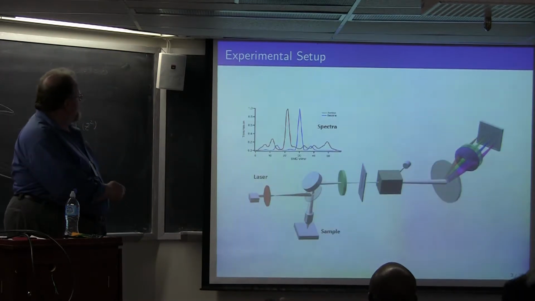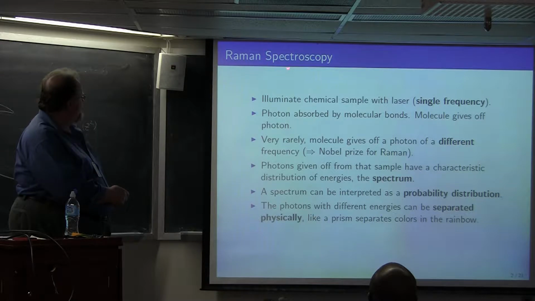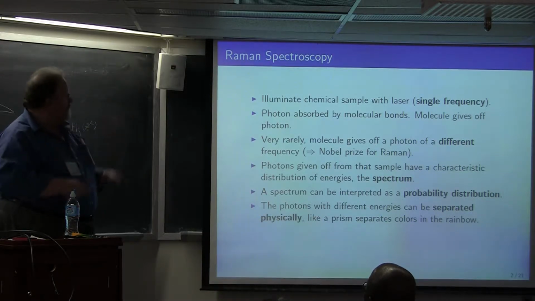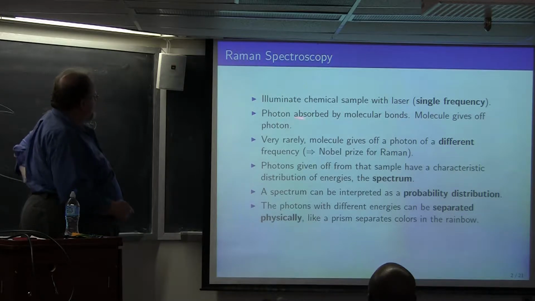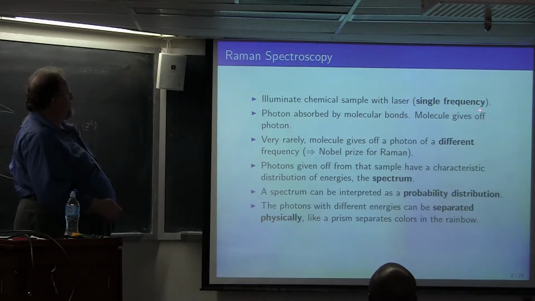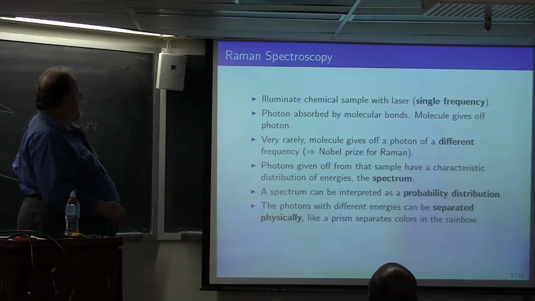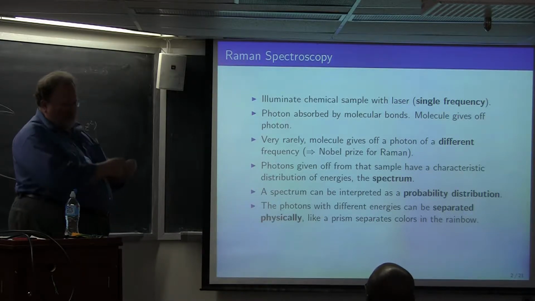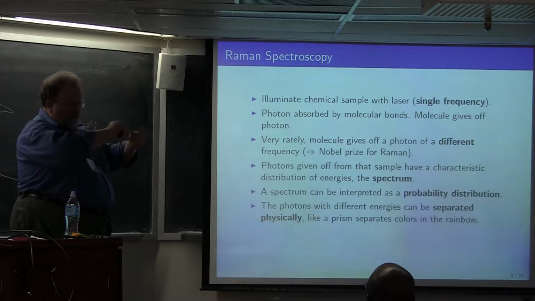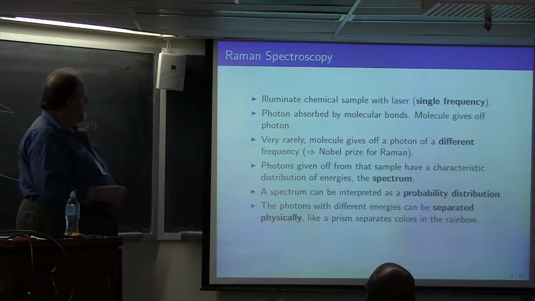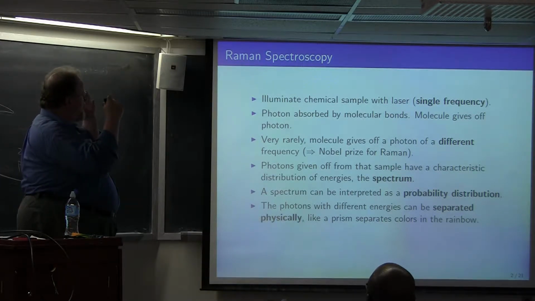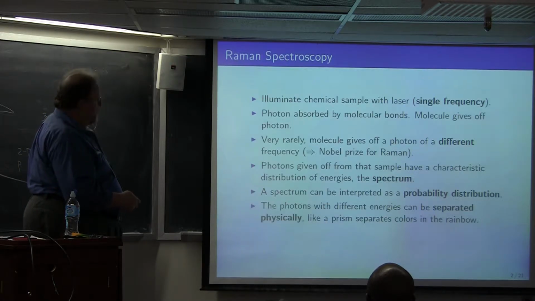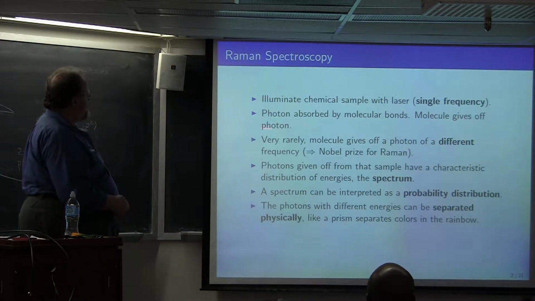So what is Raman spectroscopy? I'll give you the steps and what goes on. You illuminate a chemical sample with a laser, which is a single frequency, and then the photon is absorbed by molecular bonds. This has to do with the energy in the bonds. So the energy in the bonds increases and then it relaxes and the molecule gives off a photon.